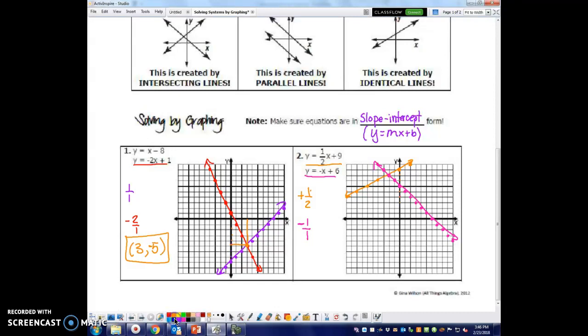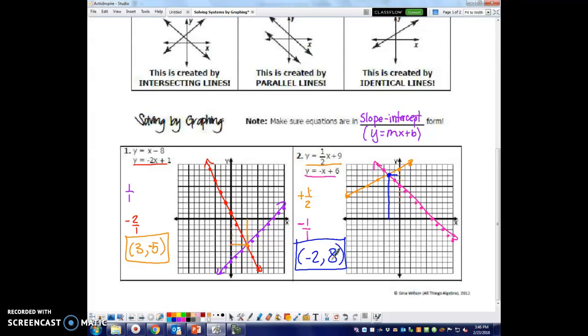Now we need to see where they cross. So they cross right here at this dot. Always do x first. It's a negative 2. And then the y. 1, 2, 3, 4, 5, 6, 7, 8. Negative 2, 8. So this would be your solution. The x would be negative 2 and the y would be 8. Okay, so that's what you're going to do for the rest of this paper.